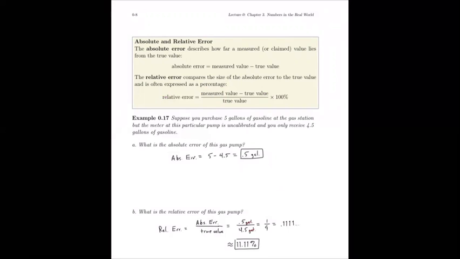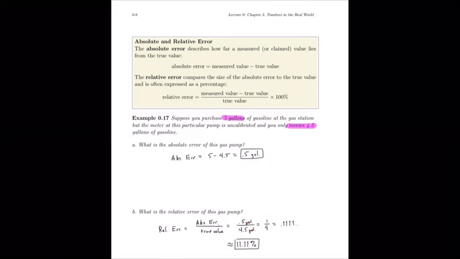Okay, so suppose you purchase 5 gallons of gasoline at the gas station, but the meter at this particular pump is uncalibrated and you only receive 4.5 gallons of gasoline. So the measured value in this case is 5 gallons. This is what the pump read, that's what you paid for. But the actual amount that you received was 4.5 gallons. Maybe you measured it into a container so you could check the meter on the pump.